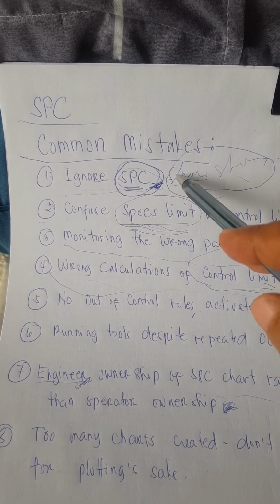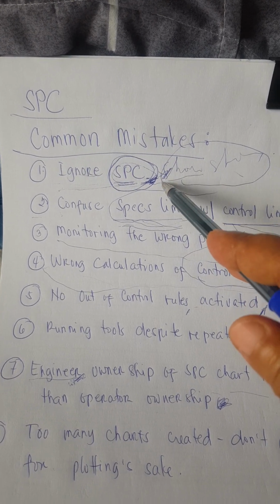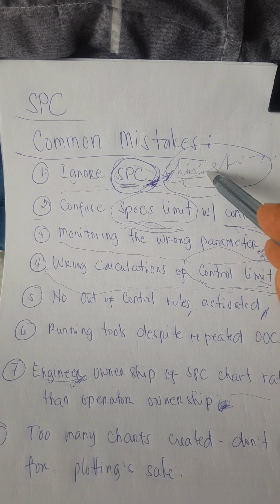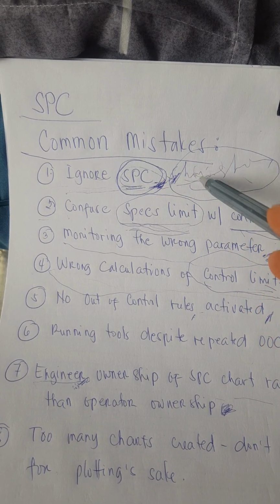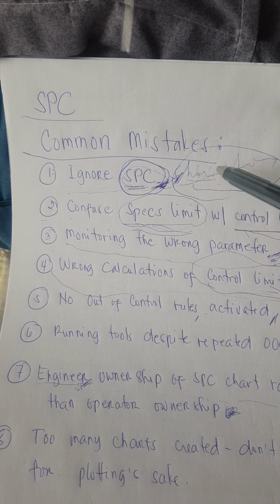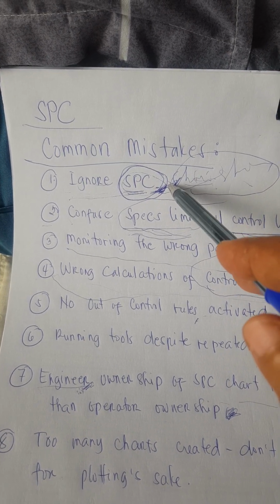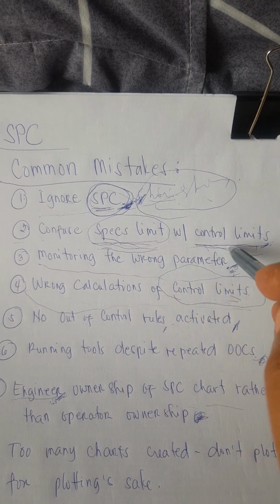Number one is we ignore SPC. What does this mean? We are just using SPC for show. Because the customer asks us to do the SPC, then we just do it. We ignore any information that the SPC is trying to convey to us. Number two, we confuse spec limits with control limits.